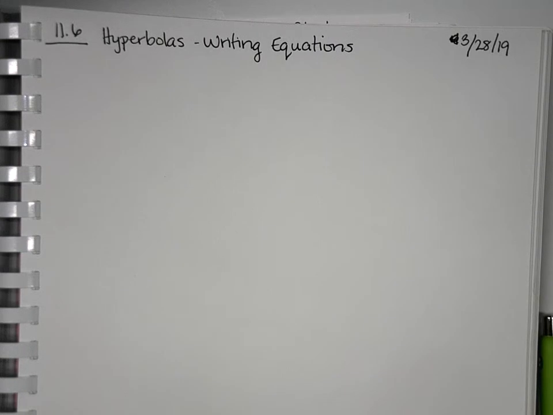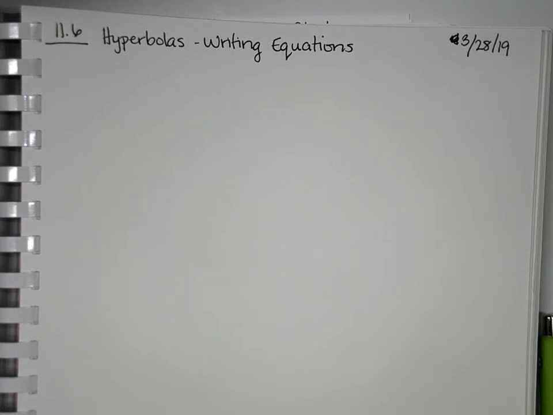Alright, so the last topic of our unit is hyperbolas, but we're going backwards writing equations. So it's similar to the ellipses, where we're going to use our focus, our center, our vertices, and our asymptotes to help us figure out all the different parts that we need to know.